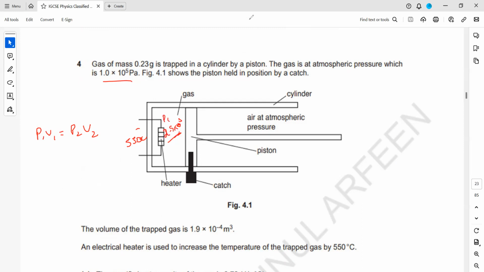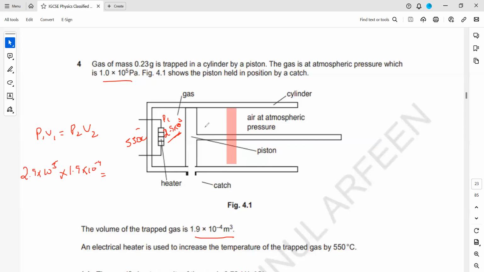Then the piston, as I mentioned, stopped moving, and the catch is already removed because it's a continuation of the question. So the catch, the stopper, is removed. As a result, what will happen? The piston will move outward. So this is the initial pressure P1, which is 2.9 × 10^5 Pascal. And what was the volume of the gas? The volume of the gas which was trapped initially is 1.9 × 10^-4. P2 is the final pressure.